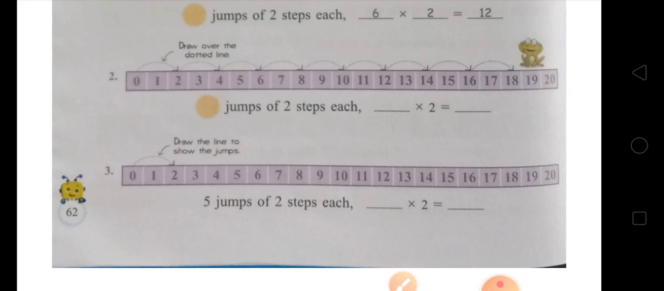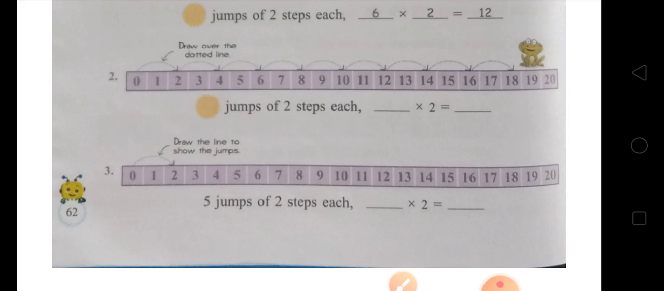So you will jump 0 to 2, then 2 to 4, 4 to 6, 6 to 8, and 8 to 10. 0 to 2 will be first, 2 to 4 will be second, 4 to 6 will be third, 6 to 8 will be fourth, and 8 to 10 will be fifth. So we have to jump 5 jumps.